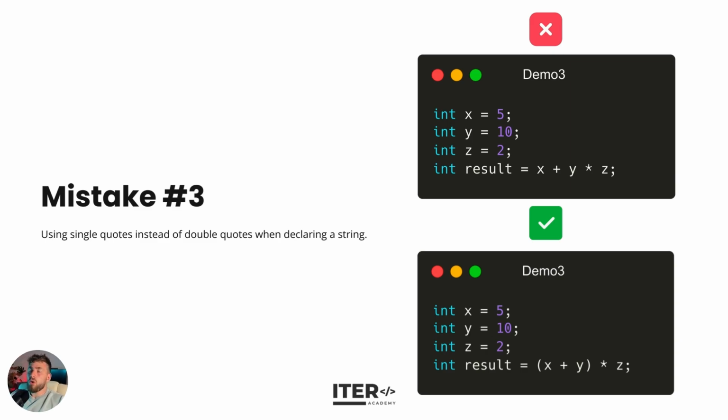In summary, always be careful when using operators and pay attention to the order of operations. These are some of the most common mistakes that developers make when working with operators and expressions, but there are many more to watch out for. If you are ever unsure of how a piece of code will behave, test it out and see what happens.